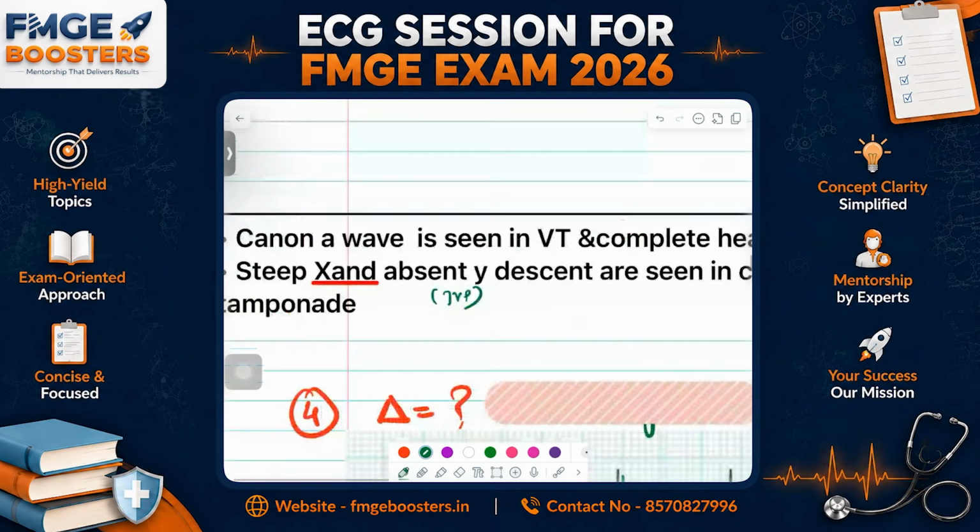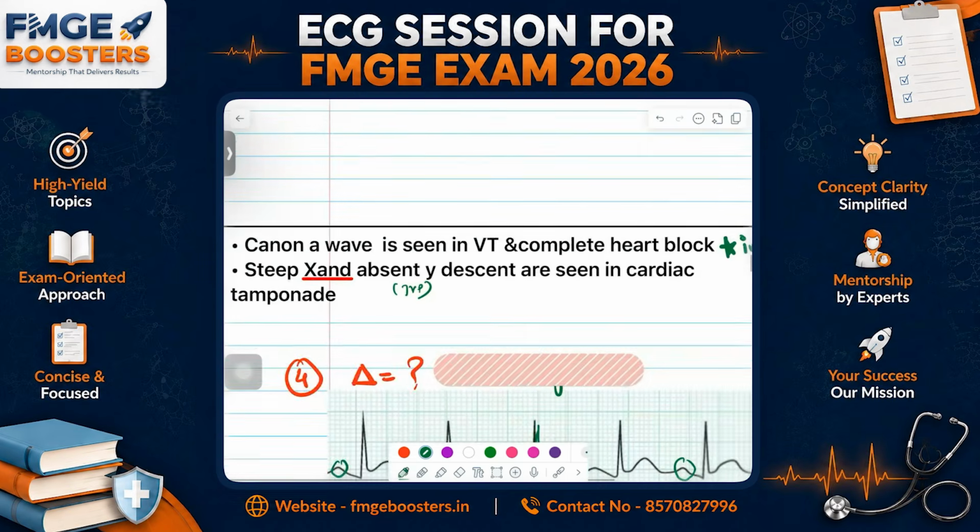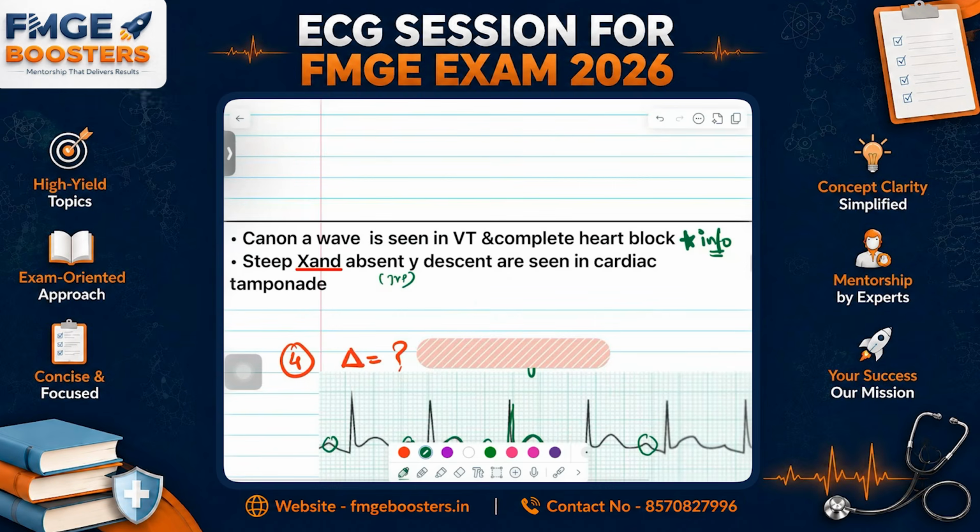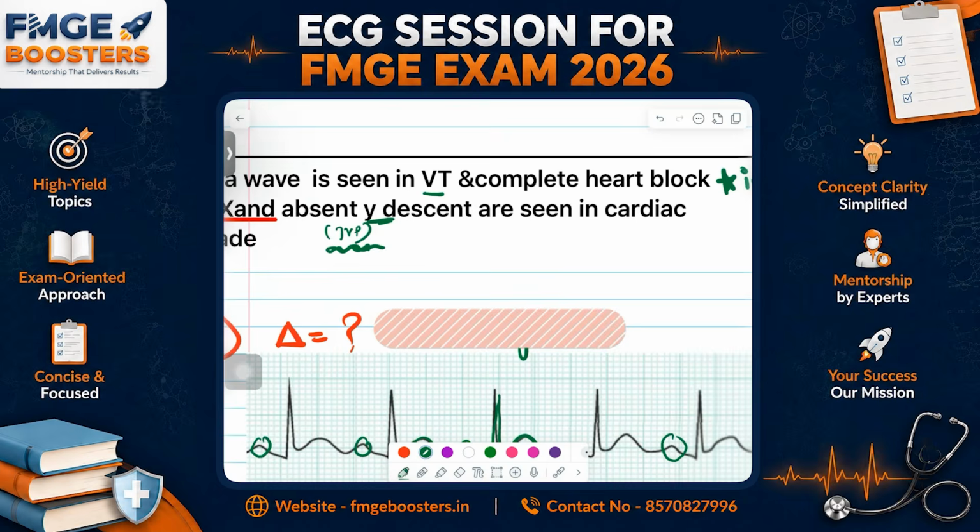Okay. I think everyone must know this one-liner, so I just added it here. Cannon A wave is seen in ventricular tachycardia and complete heart block, whereas steep X and absent Y descent is seen in case of tamponade, and they are talking about JVP waves. Okay, chalo. Let's talk about this one.